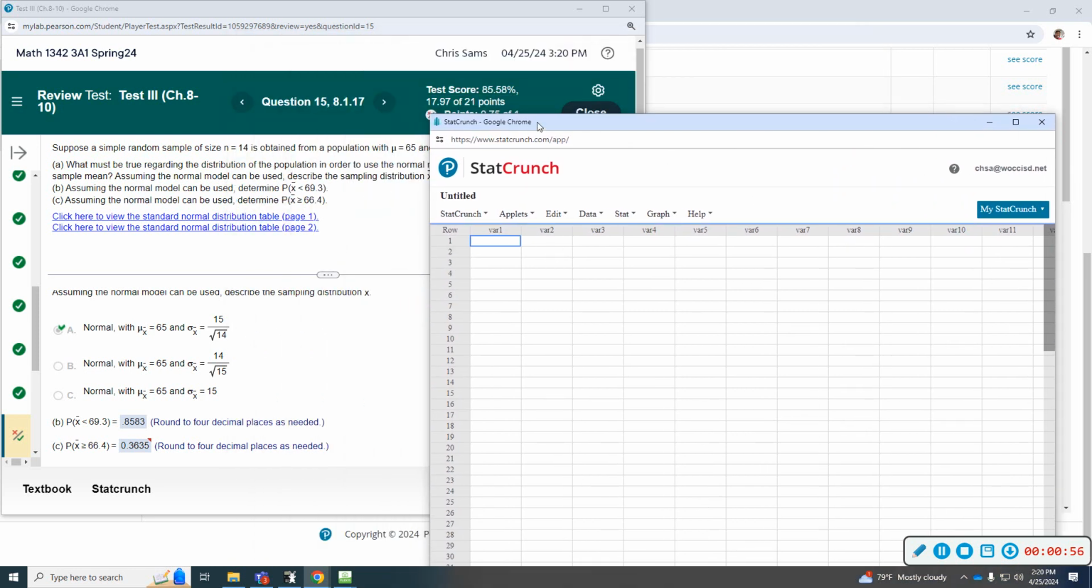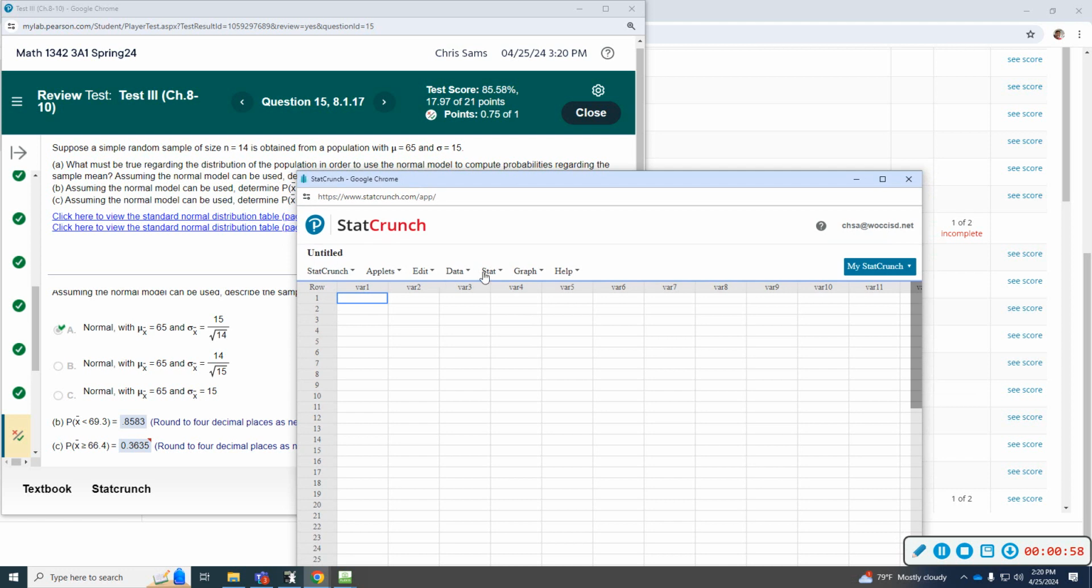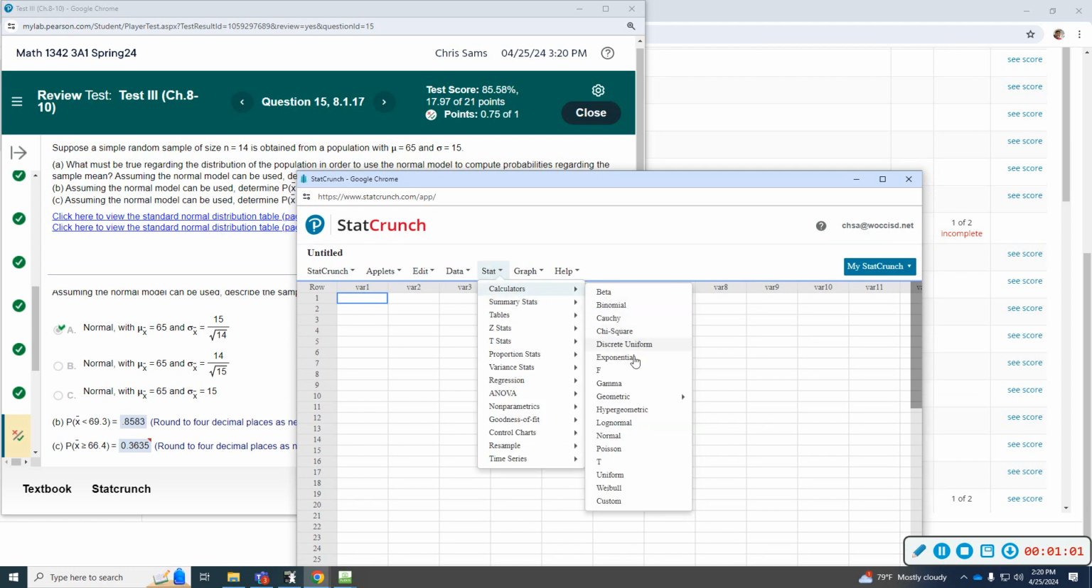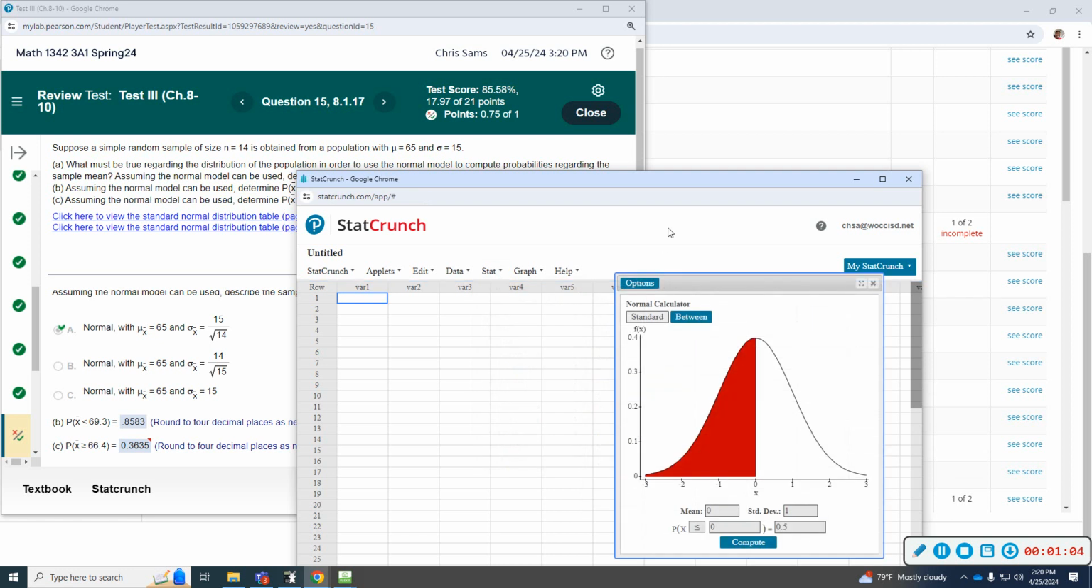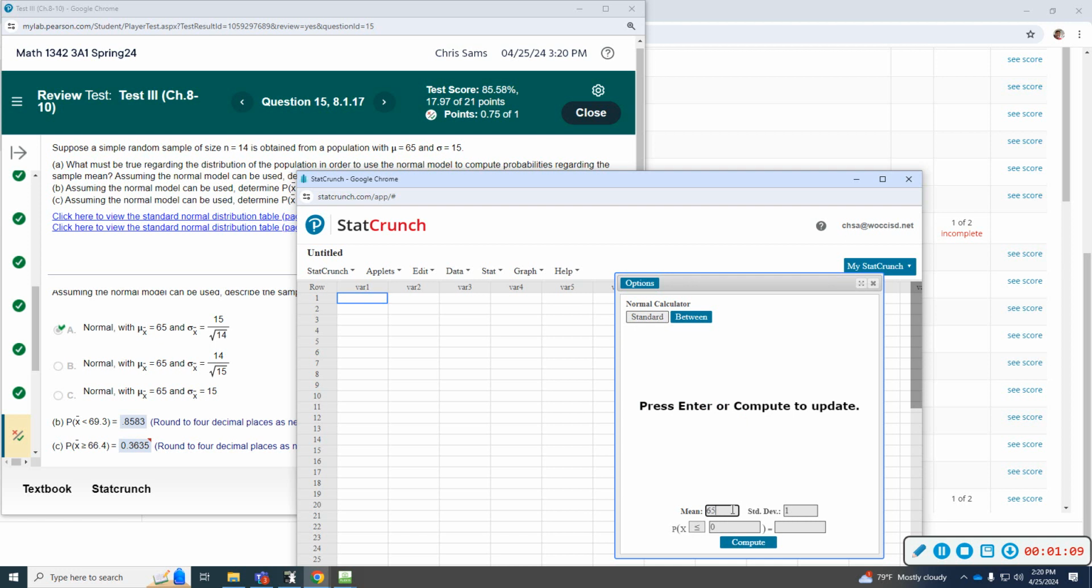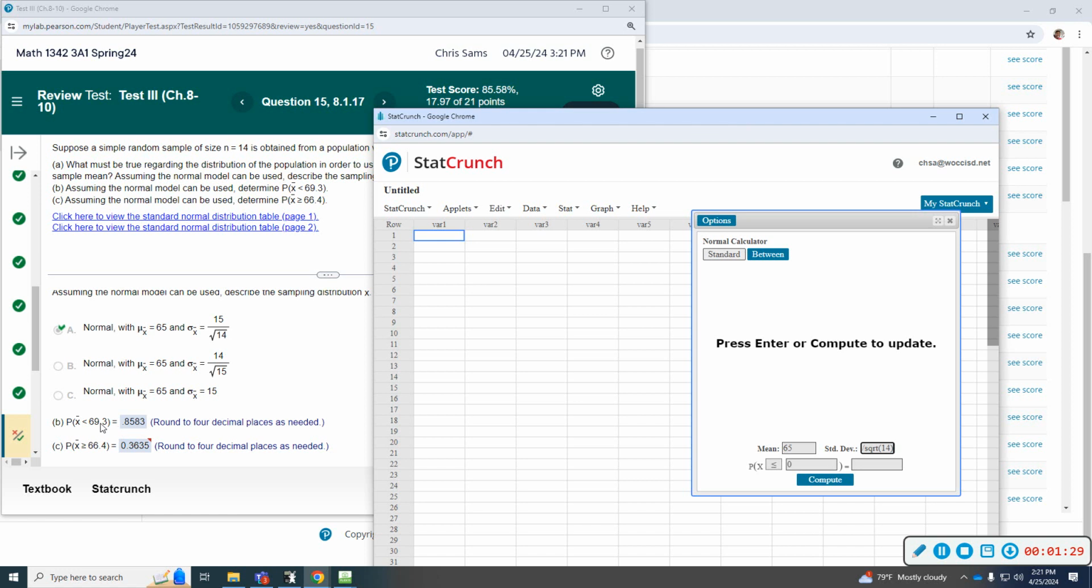So we are doing a normal calculator, mean of 65, and the standard deviation was 15 divided by the square root (SQRT) of the sample size, which is 14. So we had two parts. One, we wanted less than 69.3.